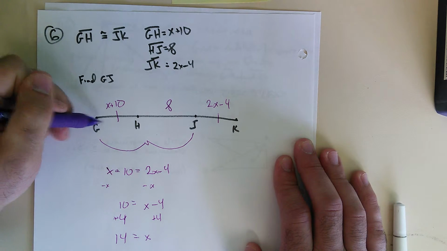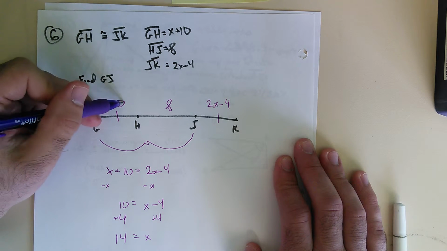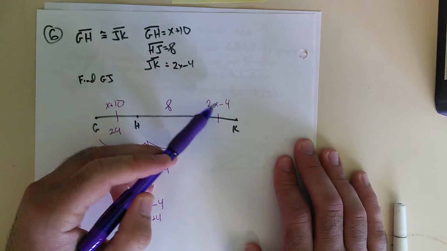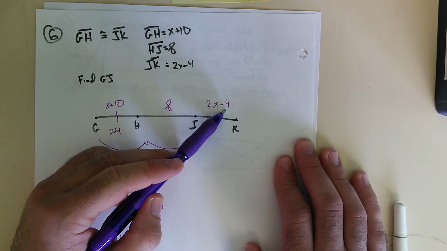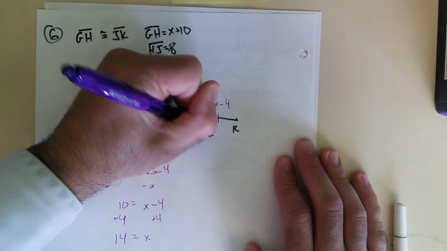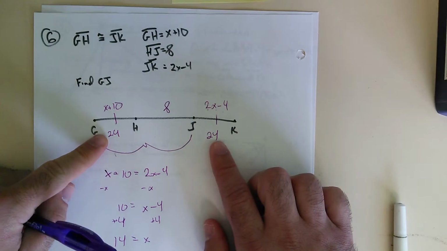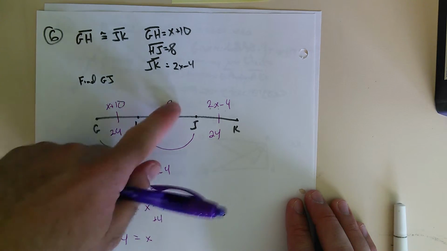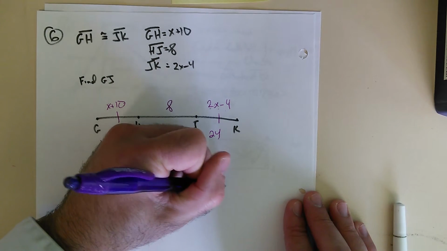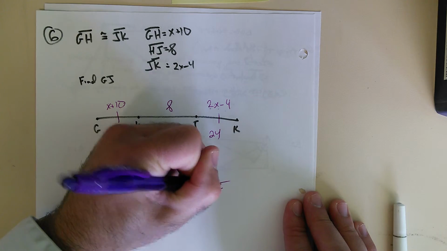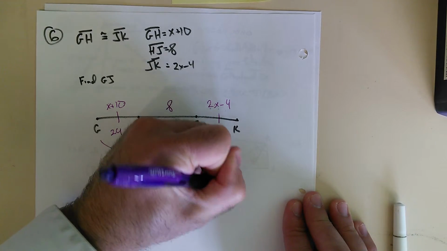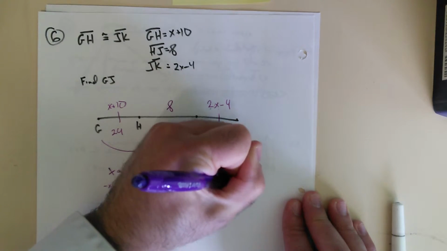So now we know x equals 14. So GH is 14 plus 10, x plus 10, which is 24. And this is 2 times 14, which is 28, minus 4, which is also 24. That works out because we said these are congruent. They must be the same length. So to find GJ, I would just add 24 and 8, which is 32. So I could say the length of GJ is equal to 32.